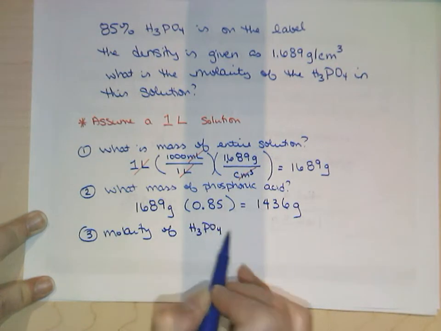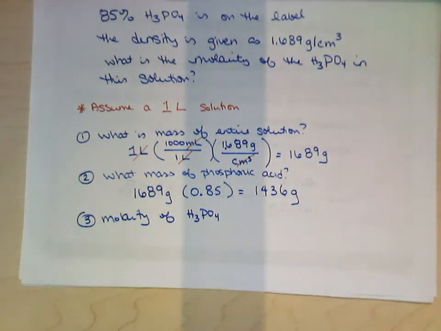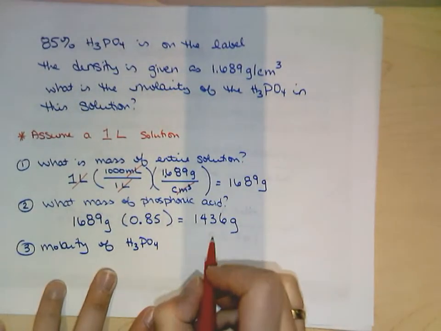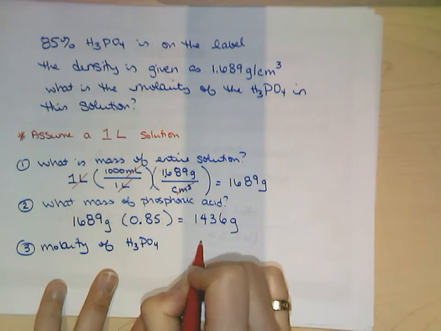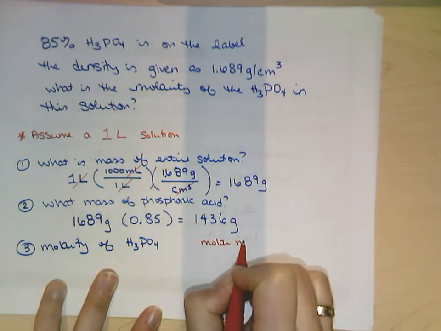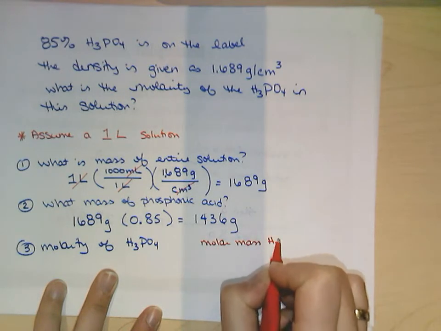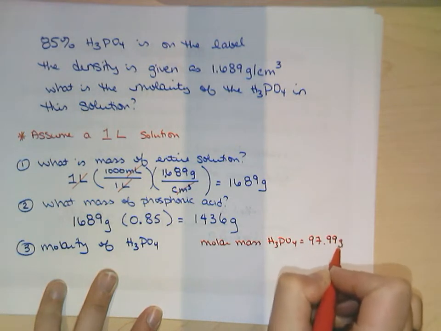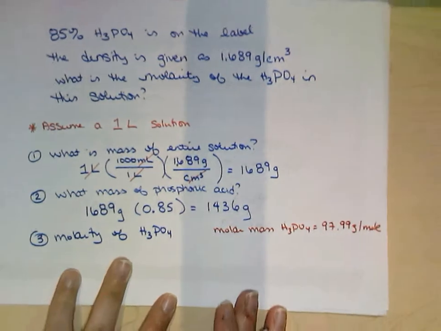So now I know grams of phosphoric acid. What is one thing I have not told you that you need in order to go from grams to molarity? Molar mass. Which you could easily figure out on your own, but I'm a generous person, so I'll go ahead and tell you. .99 grams per mole.